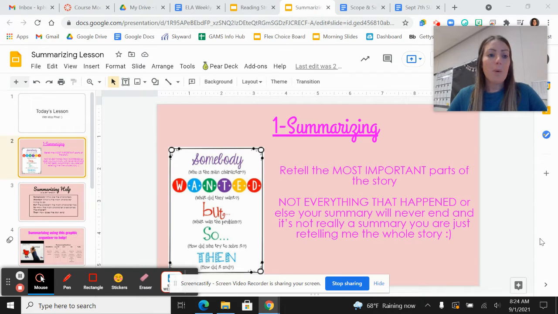But a lot of people think they can easily summarize anything, but it turns out they just ramble on and on and on. So remember, a summary is only telling the most important parts, the big ideas, not all of the details that happened. If you tell every single detail, you are not summarizing. You are simply retelling me the story. And that's not what we want to do in sixth grade. We want to summarize. So we have an easy way to help us.